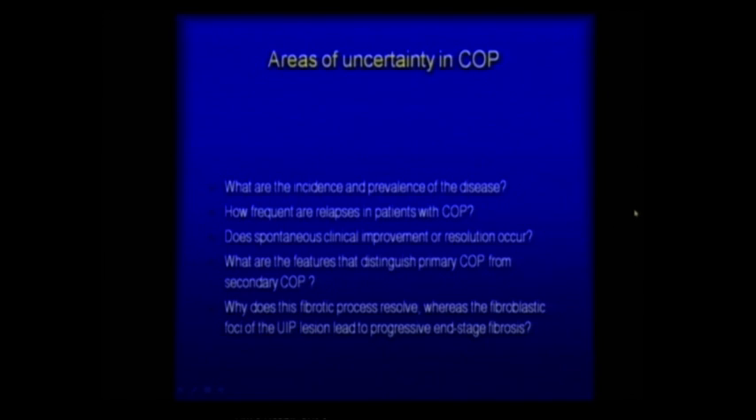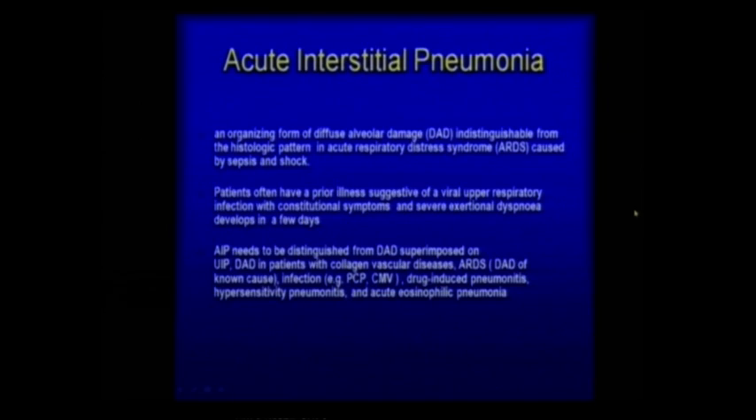There are areas of uncertainty in cryptogenic organizing pneumonia still, though some of them have been addressed in recent years, like how frequent are relapses in patients with COP, what is the actual incidence, does spontaneous clinical improvement occur, what are the features that distinguish primary COP from secondary COP, why is this fibroblastic process resolved in some cases, whereas the fibroblastic foci of UIP tend to progress to end stage fibrosis. So at least some patients do improve in cryptogenic organizing pneumonia, whereas IPF is a progressive disease.